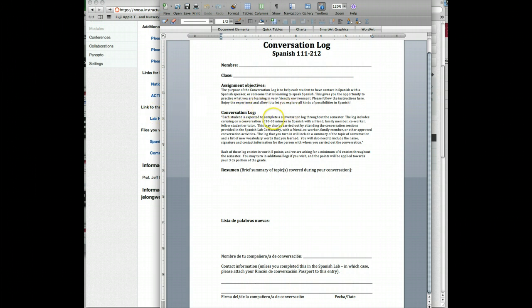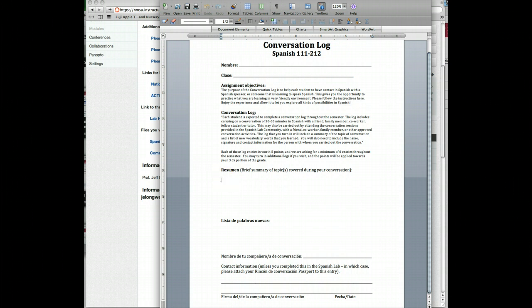Essentially what we're asking you to do in this is to have 30 to 60 minutes of conversation with someone, again ideally in the Spanish lab. And after that conversation, we'd like you to write a summary of what you talked about during your conversation. For Spanish 111 and 112, it's okay to write this summary in English. For 211 and 212, we'd like you to write that in Spanish.